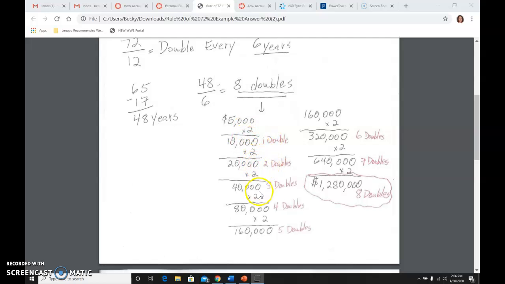So then you just kind of go through it: the 5,000 becomes 10,000, that's 1 double; 10 becomes 20, that's 2 doubles; 20 becomes 40, that's 3 doubles; 40 becomes 80, that's 4 doubles; 80 becomes 160, that's 5 doubles; 160 becomes 320, that's 6 doubles; 320 becomes 640, that's 7 doubles; and then 640 becomes $1,280,000. That's the 8th double in your lifetime.